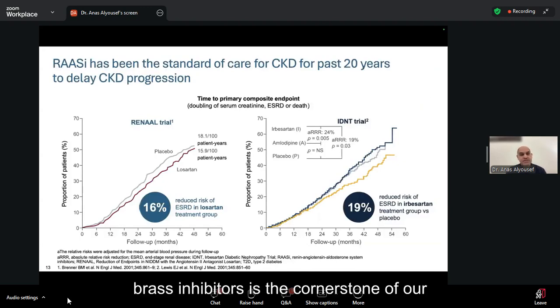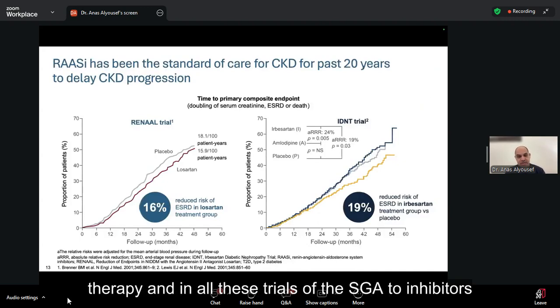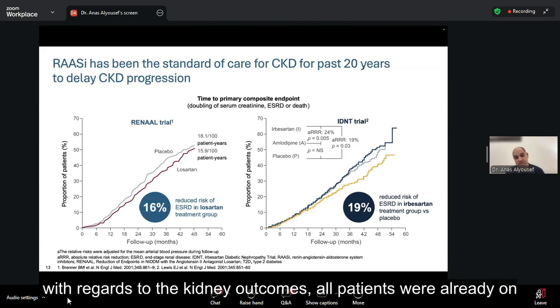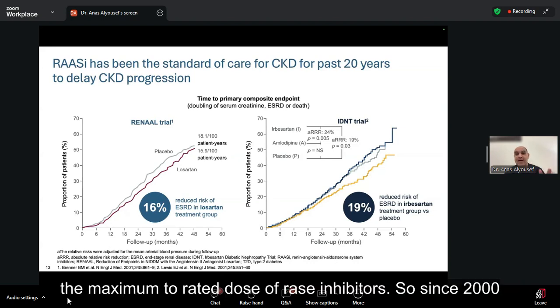So RAS inhibitors are the cornerstone of our therapy. And in all these trials of the SGLT2 inhibitors, the non-steroidal MRAs, and the GLP-1 receptor agonists, with regards to the kidney outcomes, all patients were already on the maximal tolerated dose of RAS inhibitors.